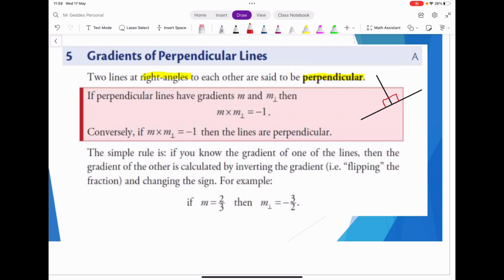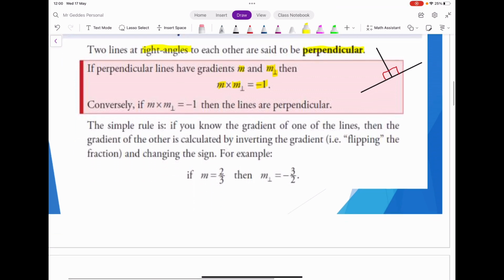It's said in higher maths, and all maths I should say, that if perpendicular lines have gradients m and then m with this wee symbol underneath, if you multiply these two gradients together, you should get -1. That means that these two lines are perpendicular to each other. If you multiply the two gradients together and get -1 coming out, the lines are perpendicular.